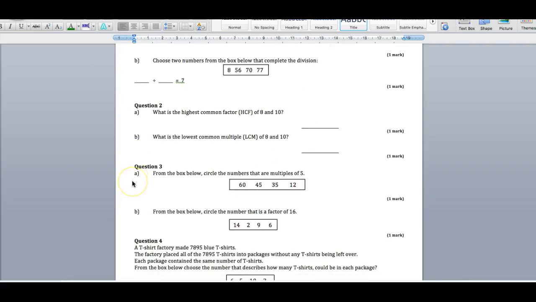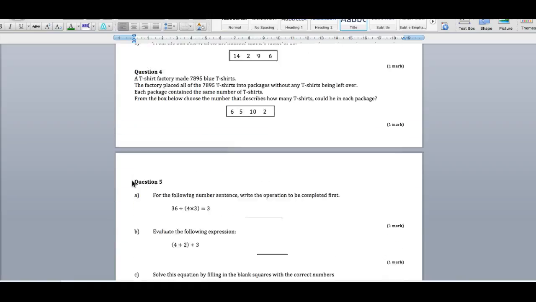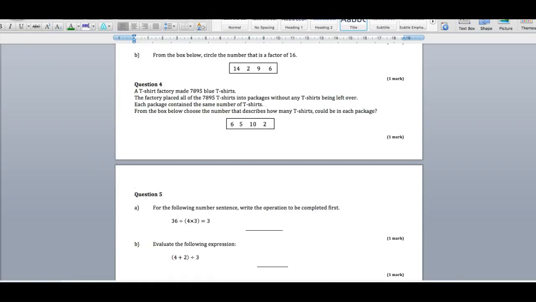All right, so let's just scroll to question 4. All right, a t-shirt factory made 7,895 blue t-shirts. The factory placed all of the t-shirts into packages without any t-shirt being left over. Each package contained the same number of t-shirts. Okay, so from the box below, choose the number that describes how many t-shirts should be in each package.